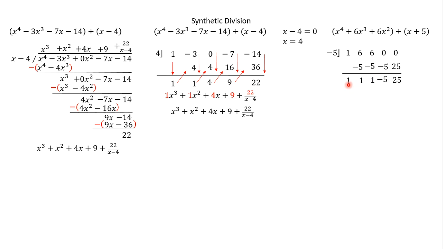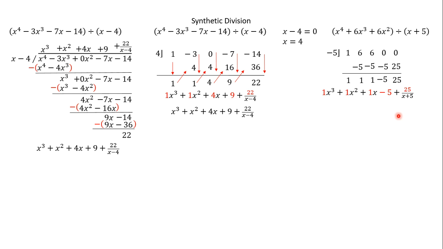So we have these coefficients. Now let's just put our variables with it. We started out with x to the 4th in our problem. We're dividing by a linear deal, so we're going to lose 1 degree. We're going to have x cubed. So this will be 1x cubed plus 1x squared plus 1x minus 5, and there's our remainder.